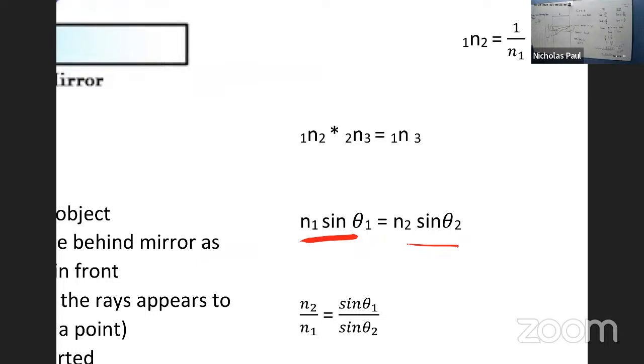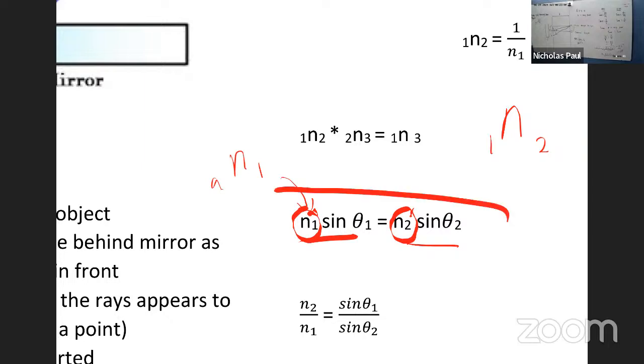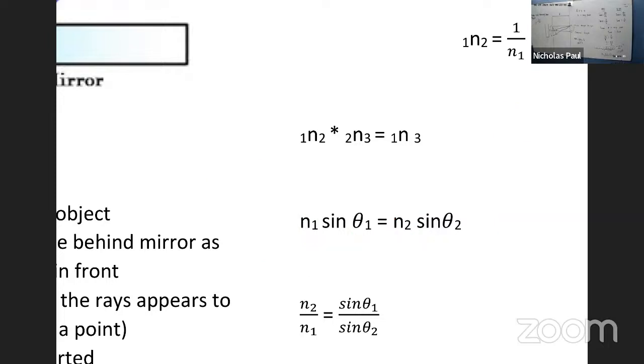Please remember, what does N1 mean? The refractive index of the first medium with respect to air. So you always assume air. So this is the refractive index of medium 1, this is the refractive index of medium 2. If you don't have the refractive index of 2 with respect to 1, then you use this nice relationship here. So let's add that to the list.